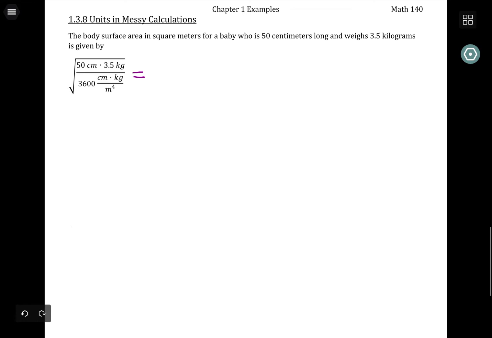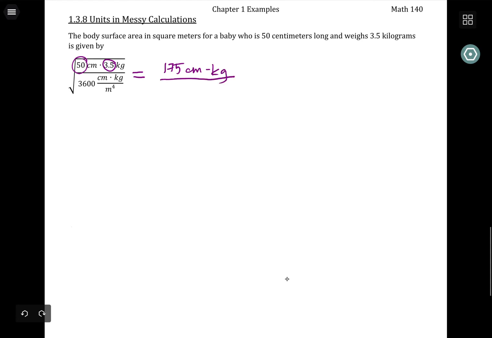So I see a couple things. I think I'm going to mush together the top and the bottom. First thing on the top, this is all considered multiplication, so we can snag that 50 and that 3.5 and squash them together. So 3 times 50 is 150, and we need half of 50, which is 25. So we've got 175 centimeters times kilograms on the top.